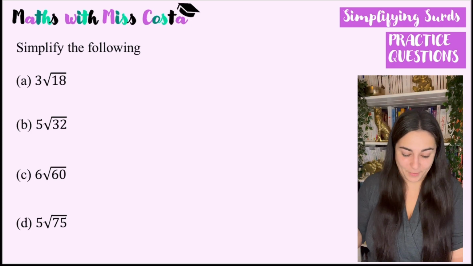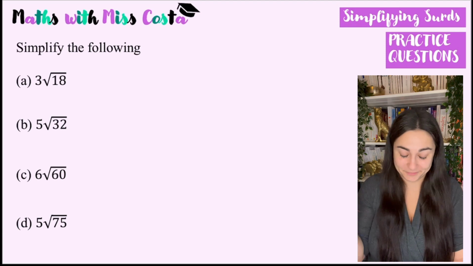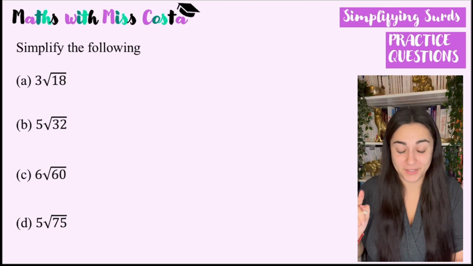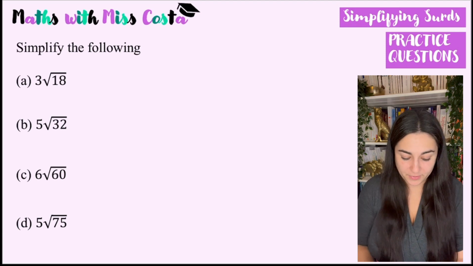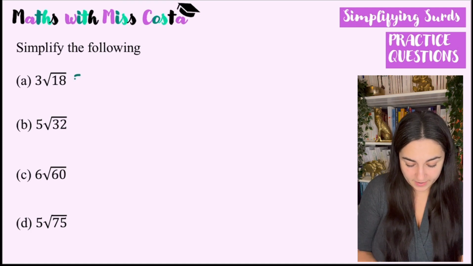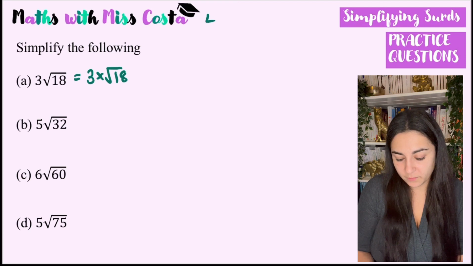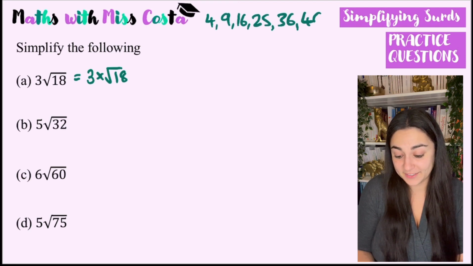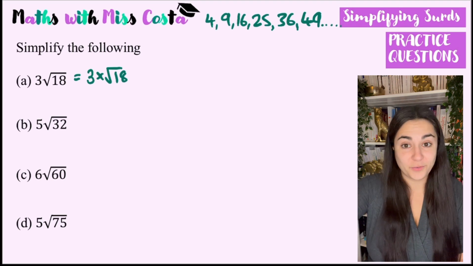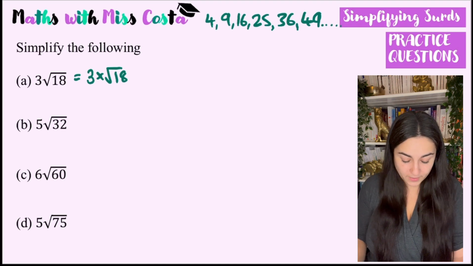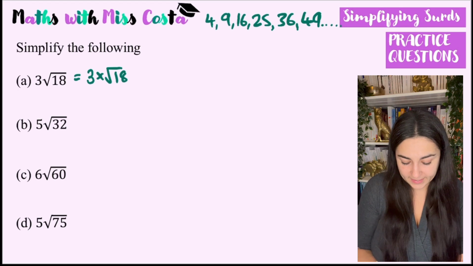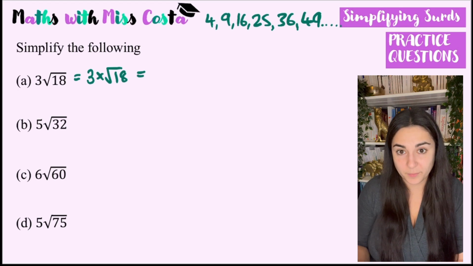And now we're back. So if you didn't pause, then, well, shame on you. So simplify the following. 3 root 18. I know that is going to be 3 times root 18. Remember the square numbers. You've got 4, 9, 16, 25, 36, 49. Hopefully these are just rolling off your tongue by now. 3 times root 18. Okay, so what's the largest square number that fits into 18?